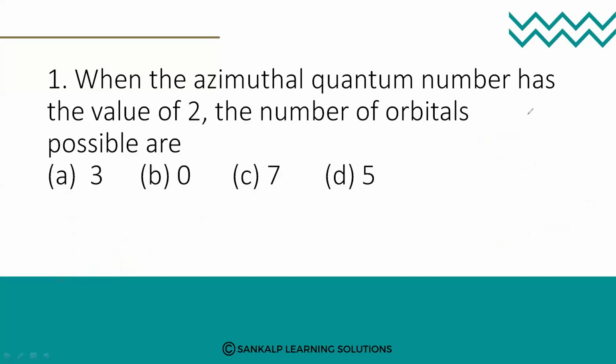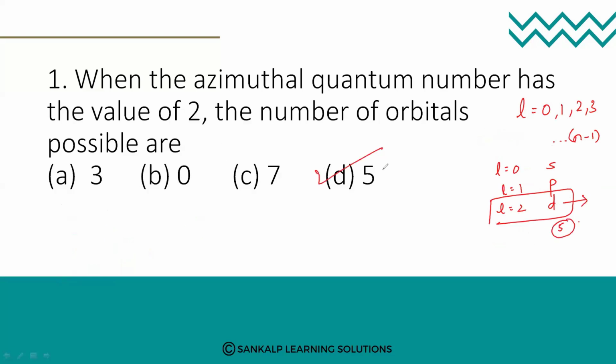The value of l starts from 0, 1, 2, 3 up to n minus 1. When l is equal to 0, it is s; l equal to 1 is p; l equal to 2 is d. So in the d subshell, the number of orbitals is 5. So it is D.